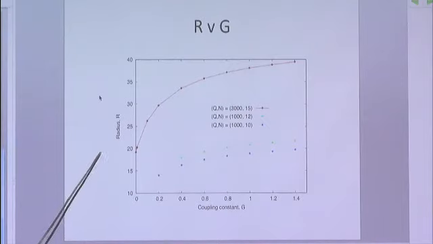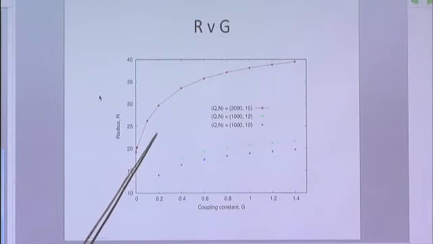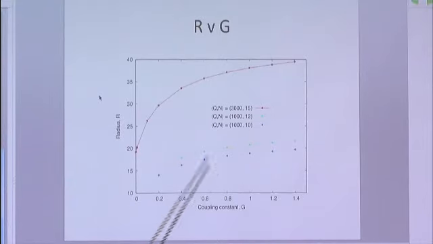You can work out the radius as a function of this coupling constant. As the coupling constant increases, so does the radius. But the interesting thing is that there are some values of Q for which there is no solution at G equals 0, but there are solutions at higher values of G which are smaller in radius.